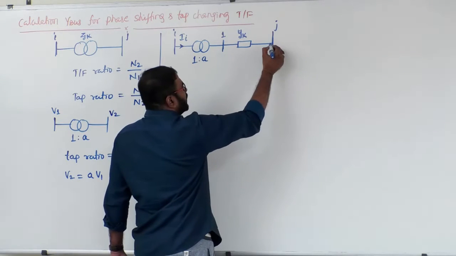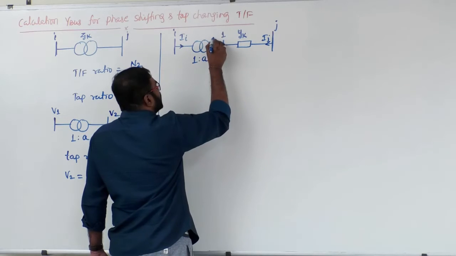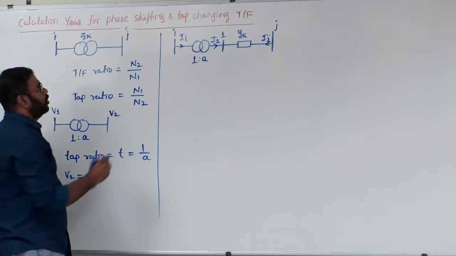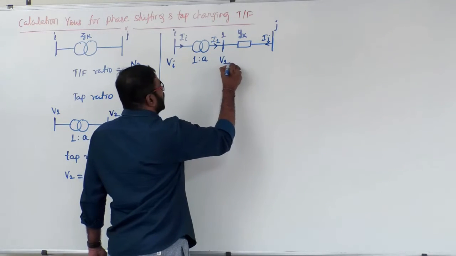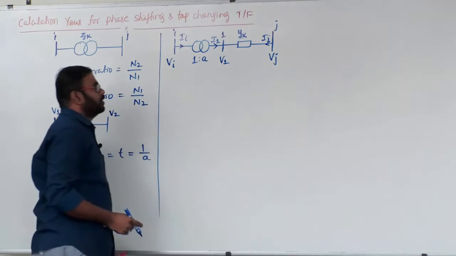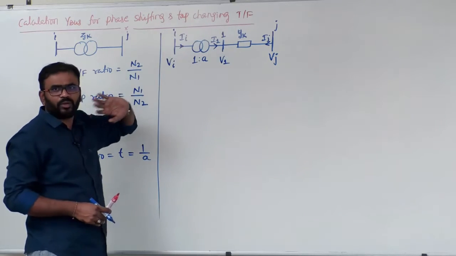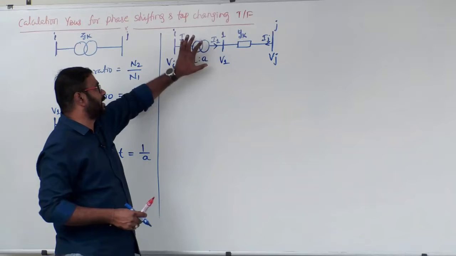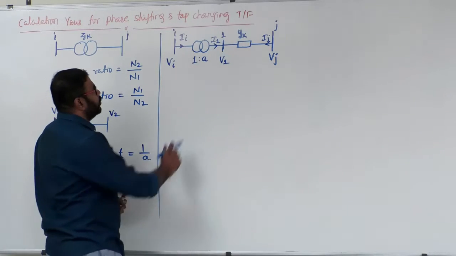What is the current injected at this bus? Ij. Now this current I can assume, let's say, I1. Clear? So the bus voltage here is Vi, here is V1, and here is Vj. This V1 is, I am assuming, an intermediate node. This is an ideal transformer. So that means a practical transformer is represented with an ideal transformer in series with what? An impedance.